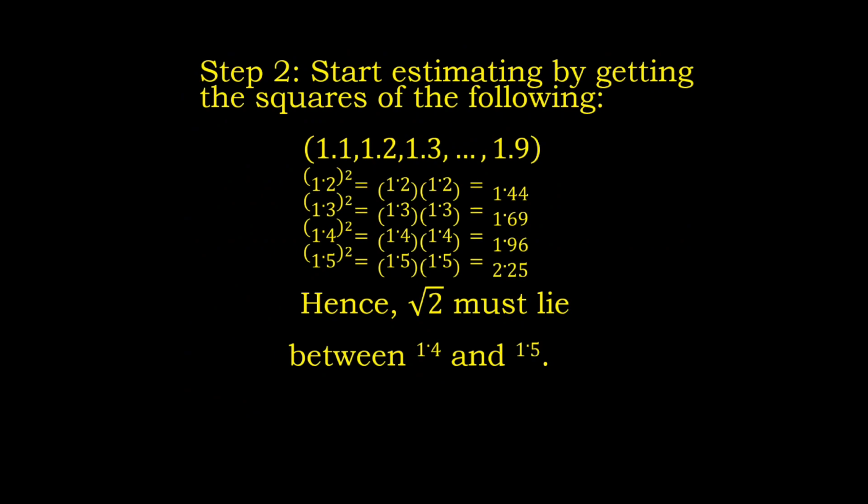Step number 2. Start estimating by getting the squares of the following. Let's approximate 1.1, 1.2, 1.3, up to 1.9. Our problem is the square root of 2. So if we square 1.2, that is 1.2 times 1.2, which is equal to 1.44. 1.3 squared is 1.3 times 1.3, which is equal to 1.69. 1.4 squared is 1.4 times 1.4, which is equal to 1.96. And then 1.5 squared is 1.5 times 1.5, which is equal to 2.25. Since our problem is the square root of 2, that is in between 1.96 and 2.25. So the square root of 2 must lie between 1.4 and 1.5.